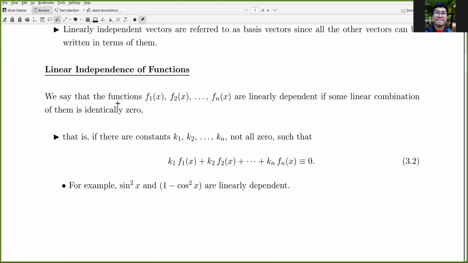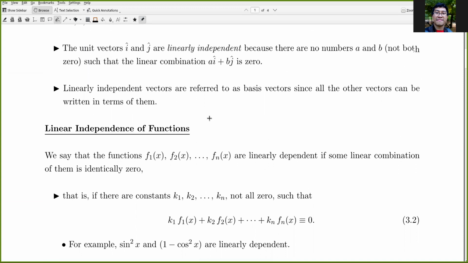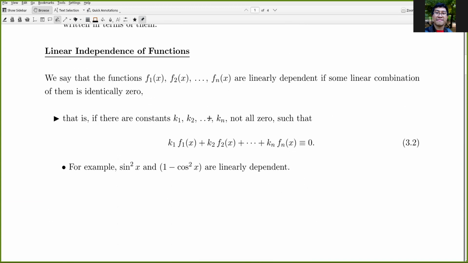We say that functions f1, f2, up to fn are linearly dependent if some linear combination of them is identically 0. We use a similar definition as for vectors to those of functions. So if there are constants k1, k2, up to kn, such that k1 times f1 plus k2 times f2 up to kn times fn is 0, then the functions are linearly dependent.